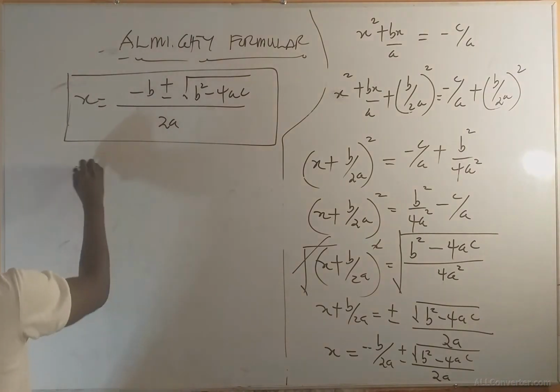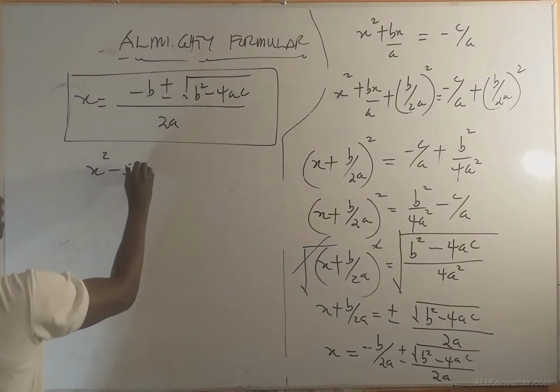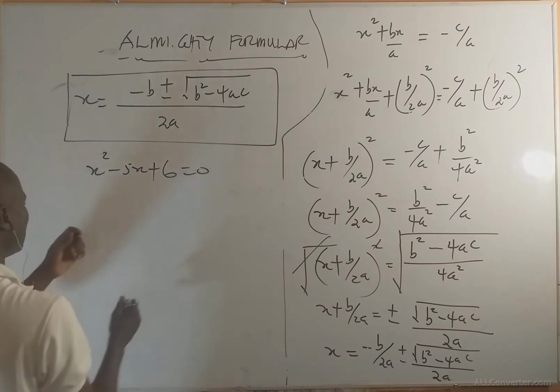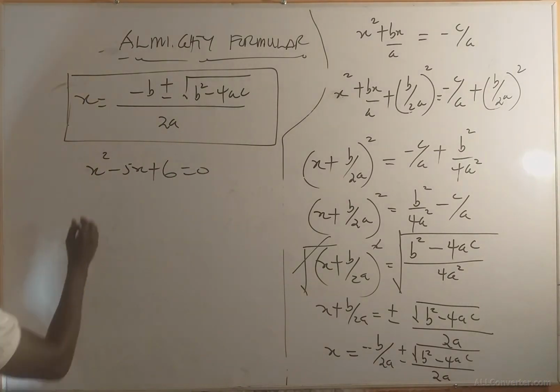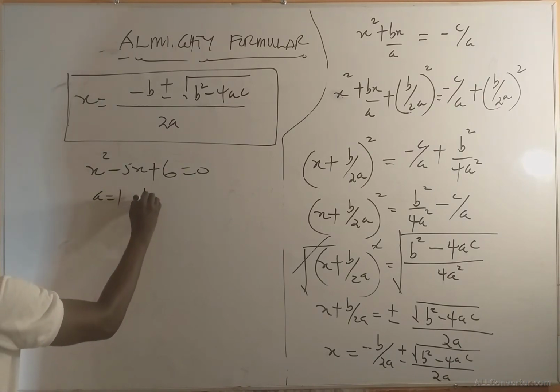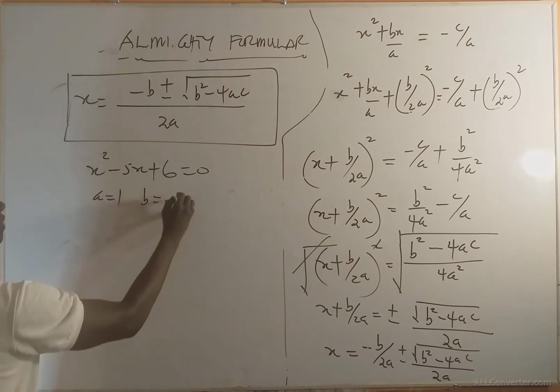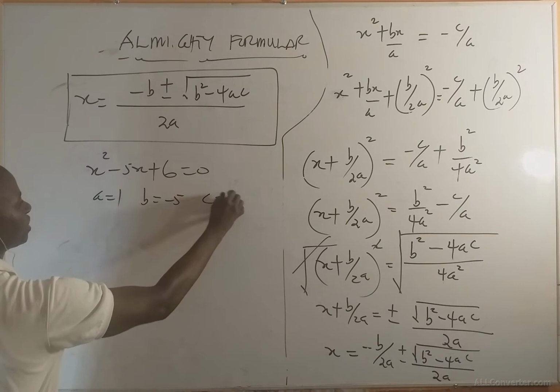So let's assume that we are given x squared minus 5x plus 6 equals 0. This is a quadratic equation. The coefficient of the square term, a, is 1. The coefficient of the x term is minus 5. And the constant c equals 6.